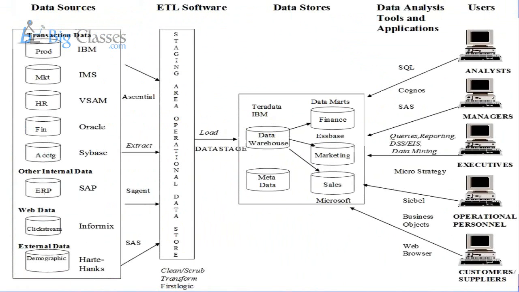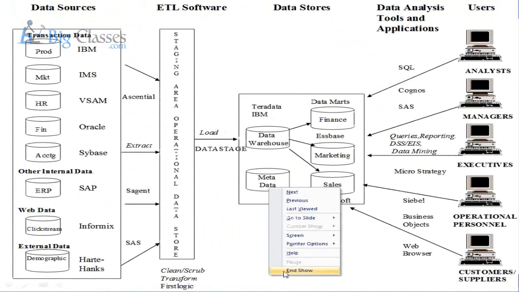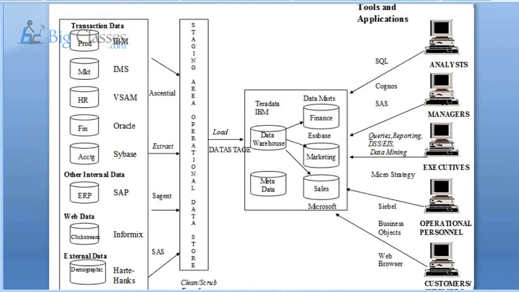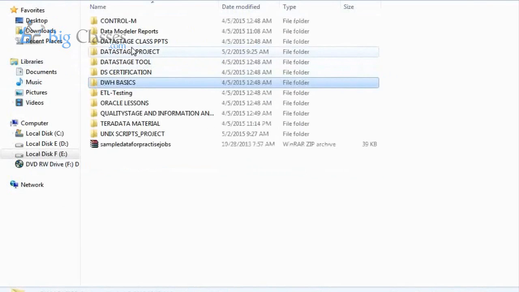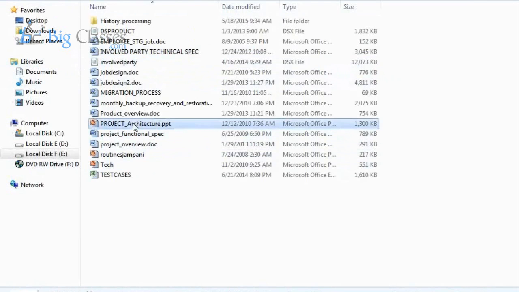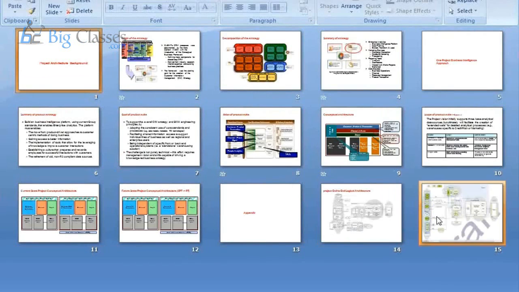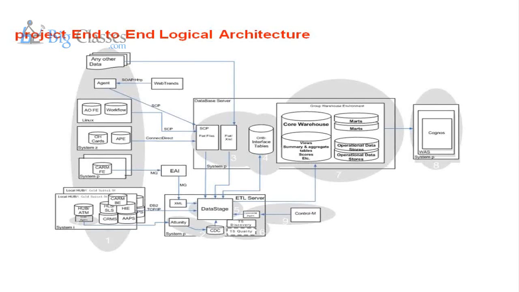Then we'll go for the architecture of the data warehouse for every business. Let me just show you an example project architecture. Just going to the project. For every business, when you see, this is one of the project architectures, an end-to-end logical architecture.